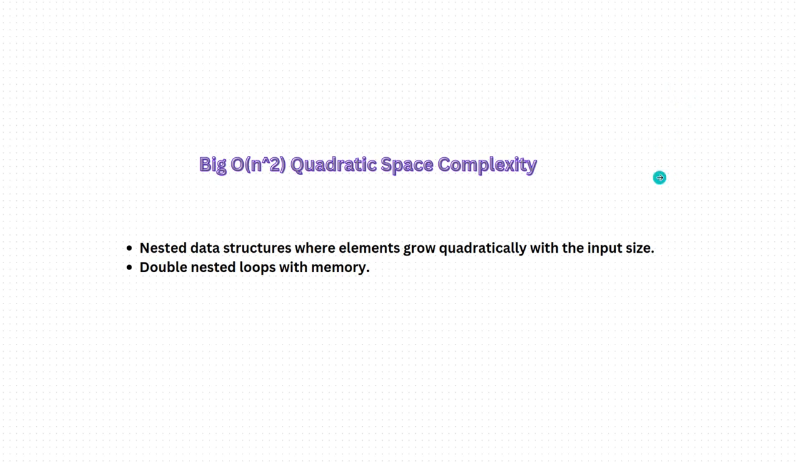So the next one you will see is a double nested loop with memory. You can see "with memory". That was why they put it there. So it must be with memory. It means that the space depends on a nested loop. So let us go to VS Code.